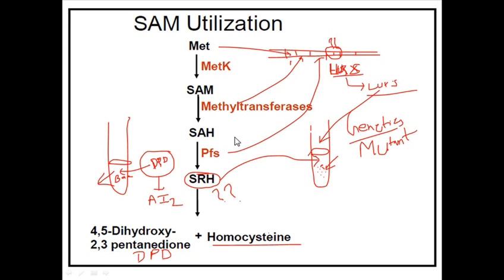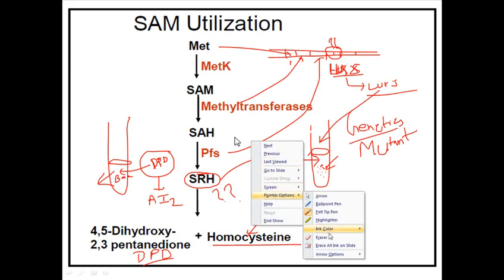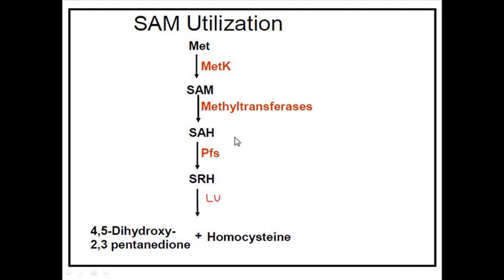we have seen are these products, homocysteine and dihydroxypentanedione, or DPD. Okay, so this is a moment of clap, something is discovered. It is really interesting, really fascinating, something which was not known for many years is finally discovered: this part of the gene is nothing but LuxS. So this is the protein which helps to convert the SRH into homocysteine and DPD molecule.